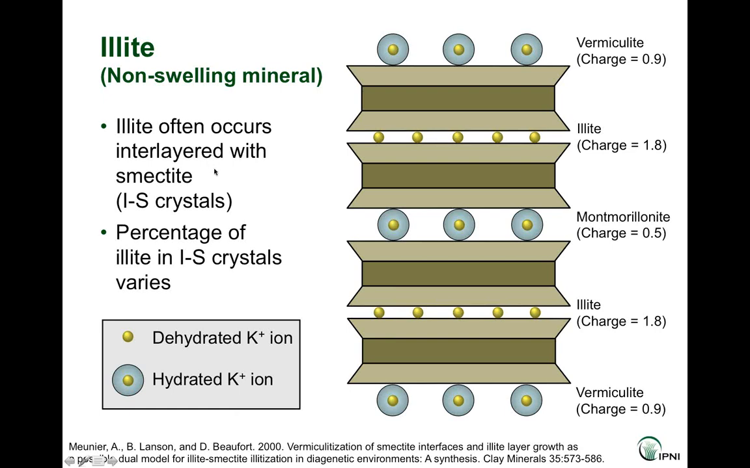So we call these interlayered or interstratified minerals, and typically you'll see that illite and smectite are often interlayered with one another over very short distances, and this affects the way the potassium reacts in these soils.